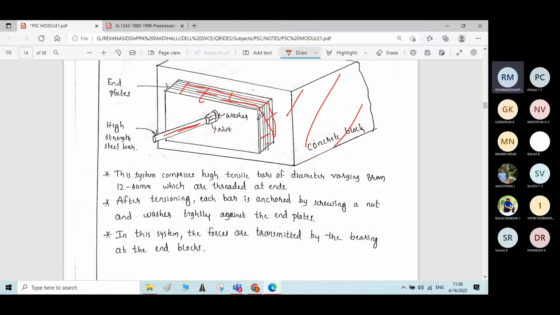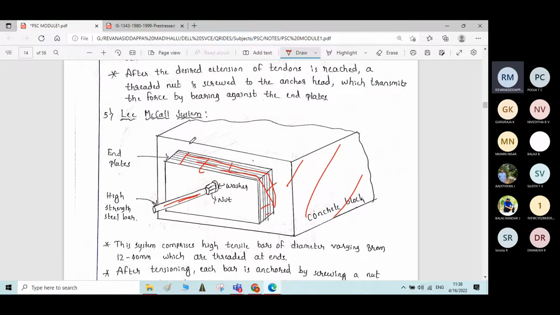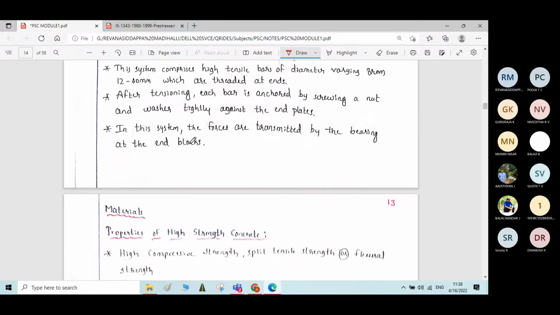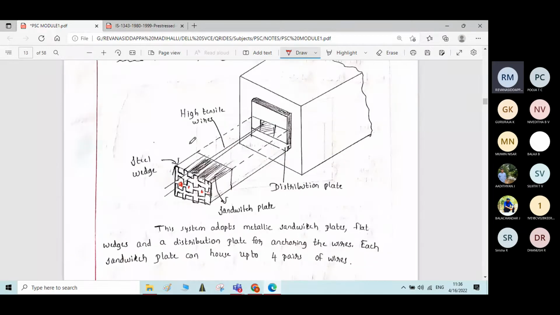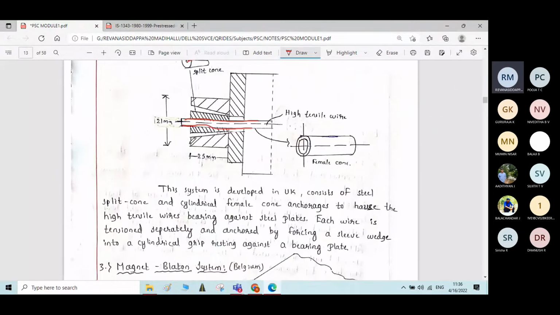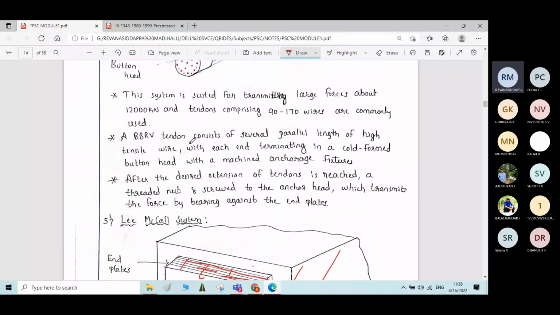The washer and end plates will be placed. After the end plate, using a nut and washer, the tendons will be properly threaded so that they are held in position, so as to apply the required stresses into the concrete block. This is the procedure involved in the Lee-McCall system. So these are the different anchorage systems used to anchor the tendons in post tensioning.